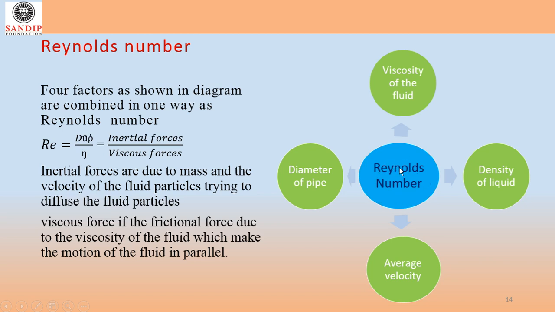The Reynolds number. And this Reynolds number is given with the help of this equation: inertial force divided by viscous force. The inertial forces are due to the mass and the velocity of the fluid particles, which try to diffuse the fluid particles, whereas the viscous force is the frictional force due to the viscosity of the fluid, which makes the motion of the fluid parallel. So that is your Reynolds number.